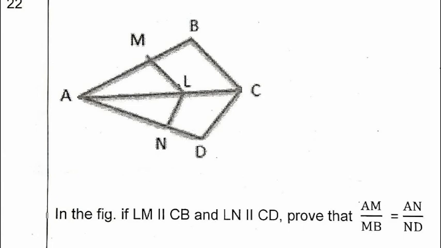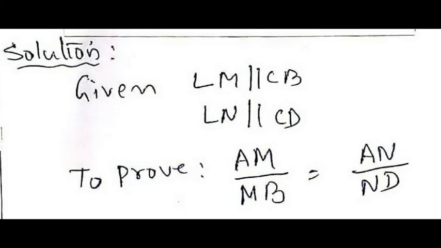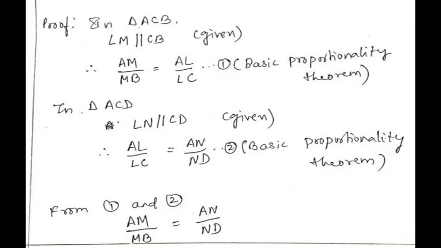Question 22. A figure is given. In the figure, if LM parallel to CB and LN parallel to CD, prove that AM by MB is equal to AN by ND. So write down what is given to prove and proof using basic proportionality theorem, and we get finally AM by MB is equal to AN by ND.